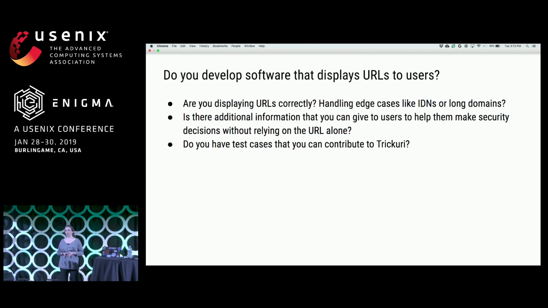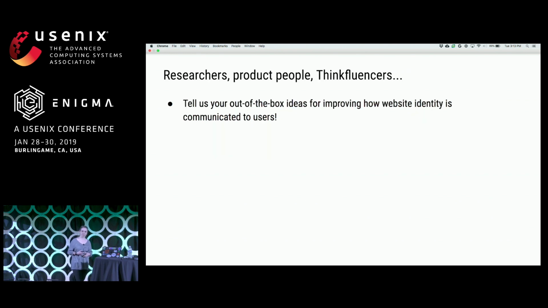And as you're thinking about these things, if you find you have test cases that you can contribute to Trickery or to our URL display guidelines, we'd love to have those contributions. And if you're a researcher or a product person, we want to hear all your ideas, whether they are out of the box or incremental, for how to improve how website identity is communicated to users.